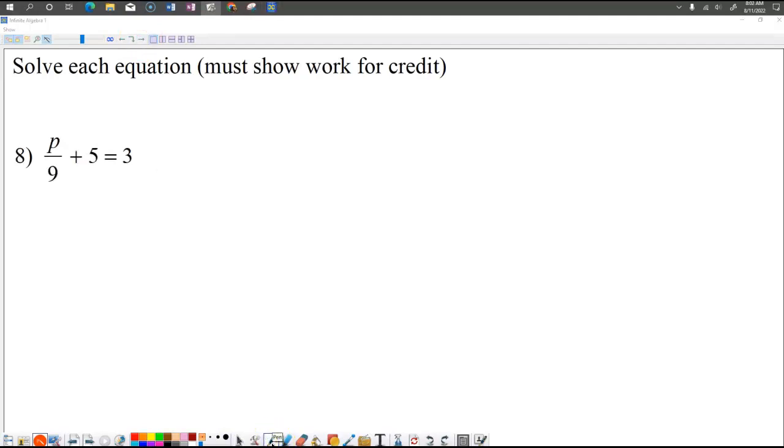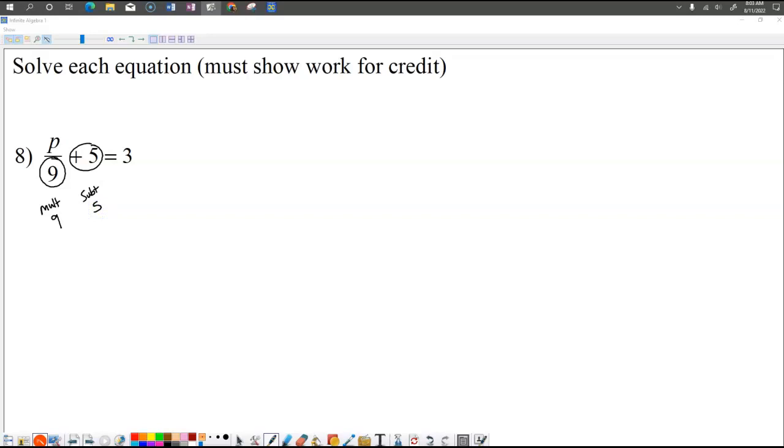All right, number 8. So we have another two-step equation here. I need to get rid of two numbers so that I get the p by itself. I need to get rid of this 9, and I need to get rid of the 5. The 9 is dividing into the p. Therefore, we need to multiply by 9. The 5 is being added to the p, and therefore we need to subtract the 5.